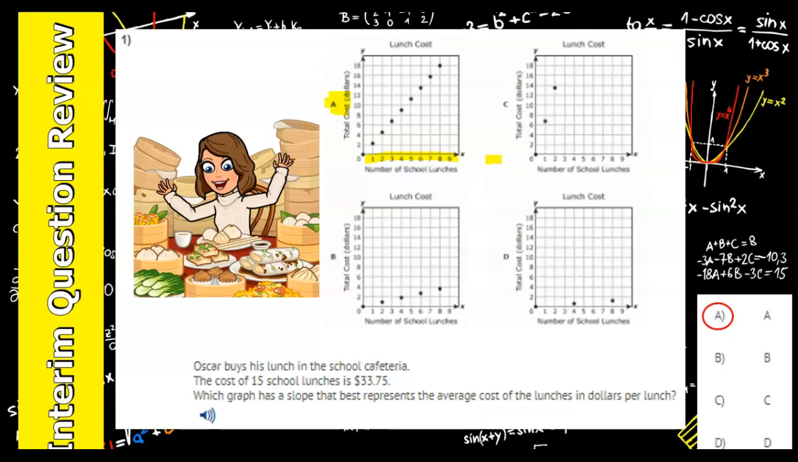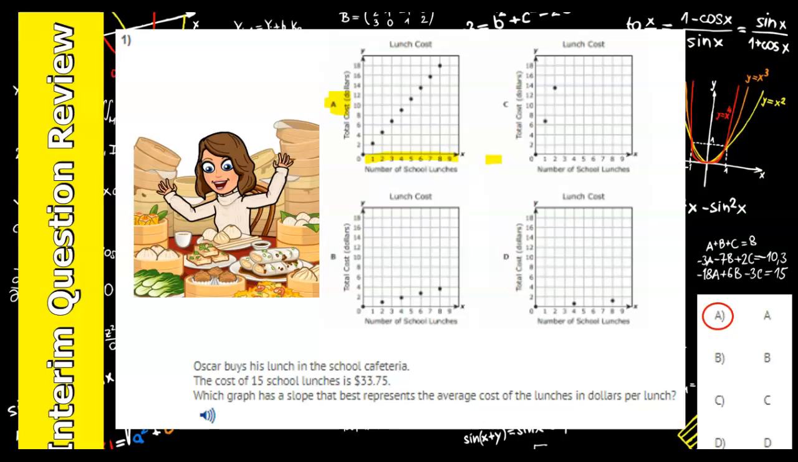That's right. And so what you need to do is divide. You need to find the cost of one lunch. So $33.75, you divide that by 15, and you get $2.25 per lunch.